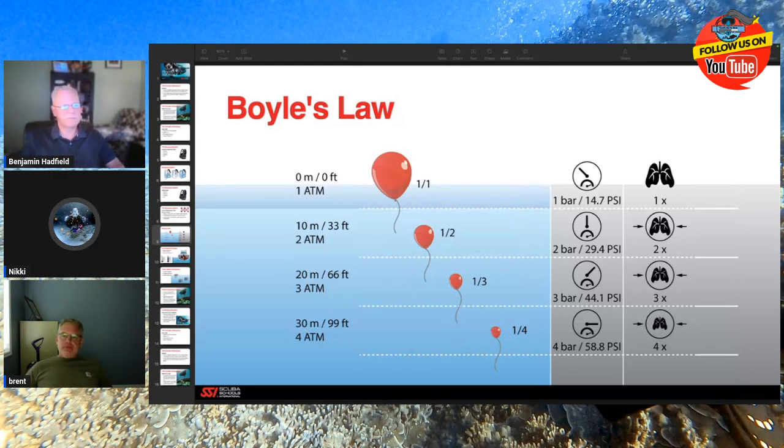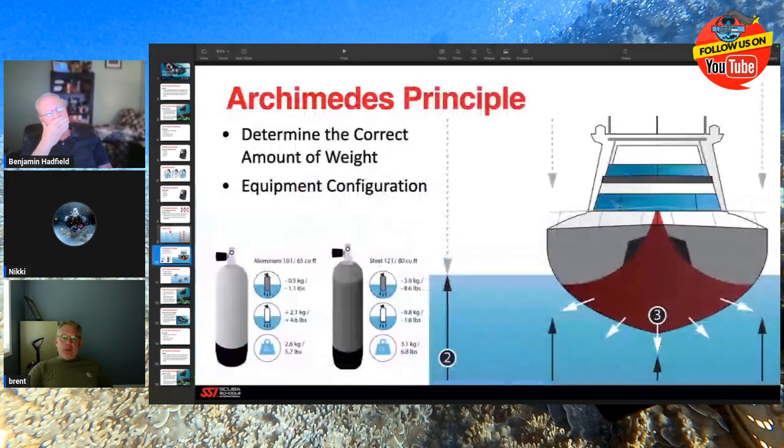So another concept that I want to talk about just briefly is Archimedes' principle. Archimedes has said that the weight of an object displaces the same amount of water. So you can see here we have two different scuba cylinders. They weigh differently, and you can kind of see through that visual little bubble next to them, right? That as they lighten, they start to displace different amounts of water.